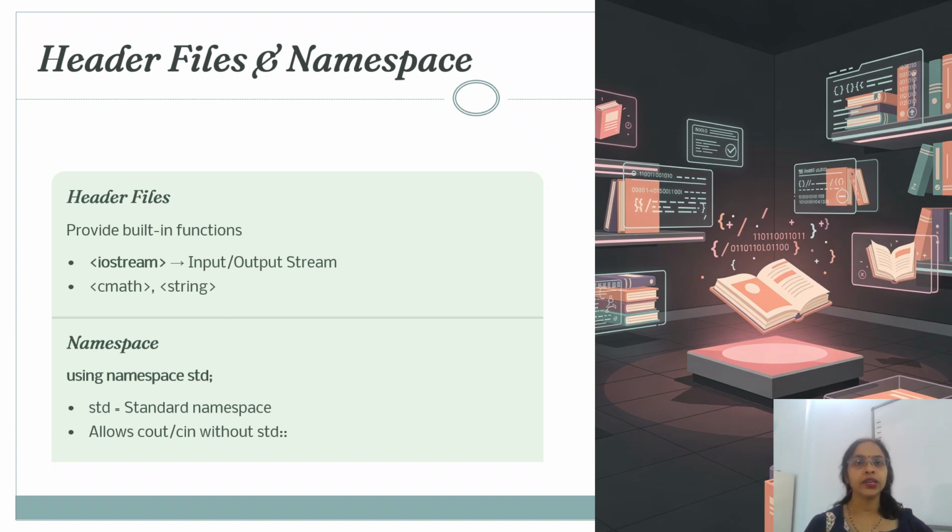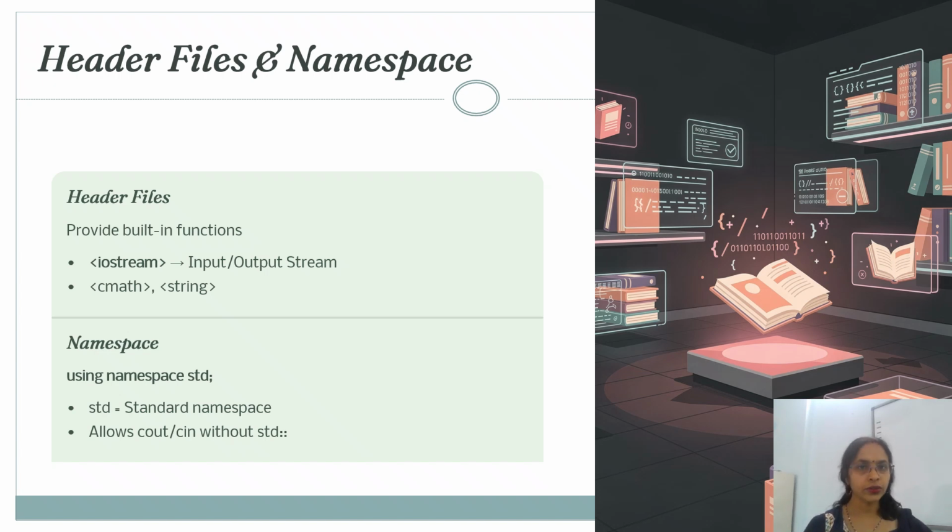Namespace here. For the namespace, we write using namespace std. In C++, the namespace standard, or std, is used to organize and avoid name conflicts for the standard library. What is std here? Std is the standard namespace that contains all the C++ standard library features such as cout, cin, string, vector, map, algorithm, etc.